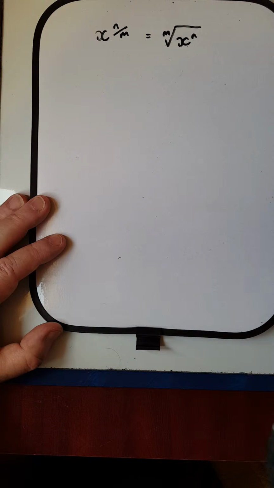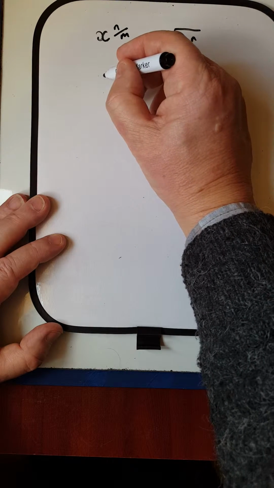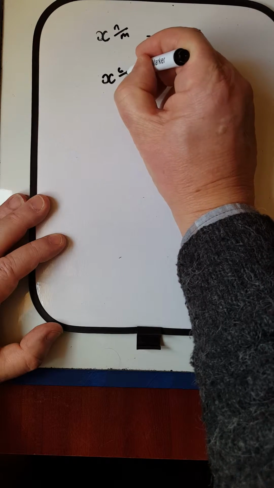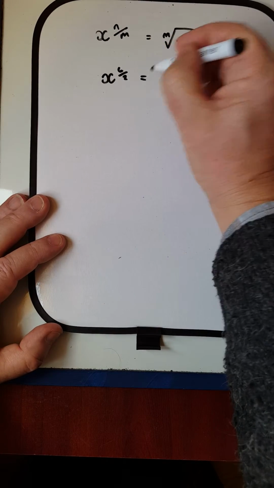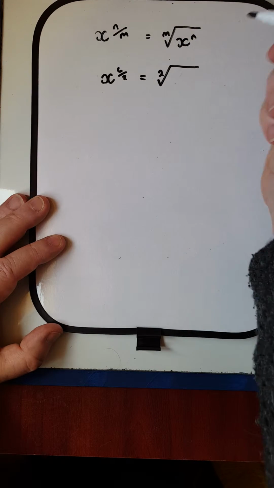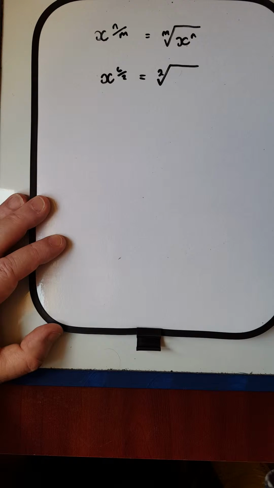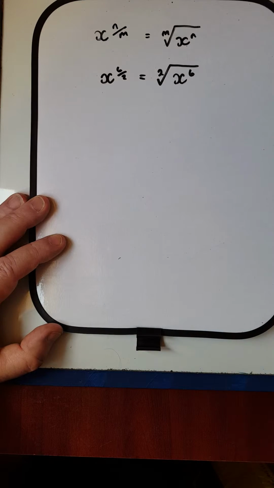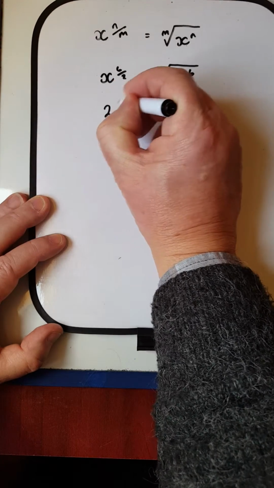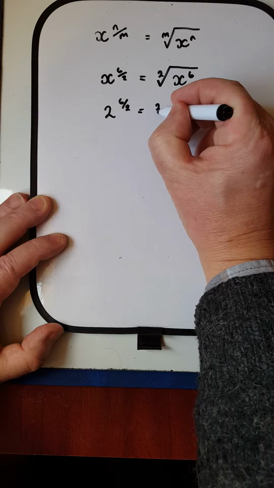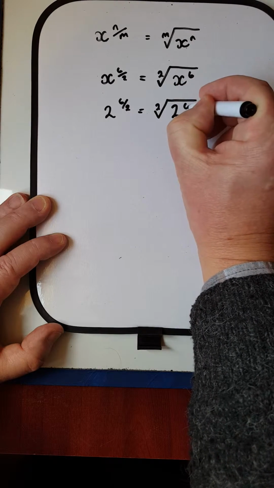Now if I put that into some kind of numbers, let's have x to the power of 6 divided by 2. And that would mean m was at the bottom, so that's the square root, the bottom number, the denominator of your fraction, the square root of x to the power 6. If we put this into some numbers, let's have 2 to the power of 6 over 2. Then that becomes the square root of 2 to the power 6.